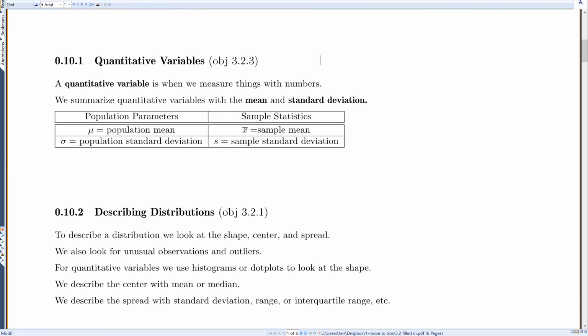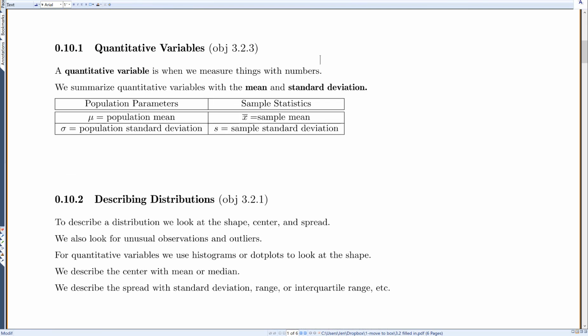So to start, a lot of these first things are a review from section 1.2 on how to describe variables. That's when we first talked about histograms and dot plots and means and averages and medians. And if you forgot anything about how to find a median, go back to section 1.2.